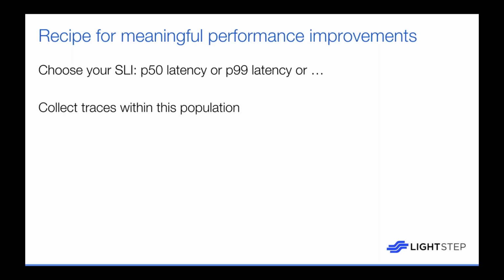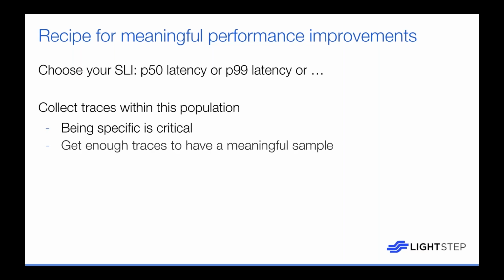And then second, collect a bunch of traces within that population. Like I said, being specific is critical. If we're going to try and improve P99 latency, we just need to look at the 1% of traces that are the slowest. And then what we want to do is get enough traces within that sample to have a meaningful set that we can then draw some conclusions from.